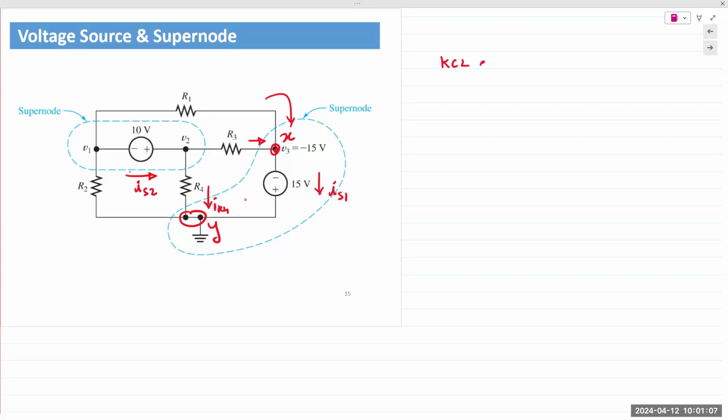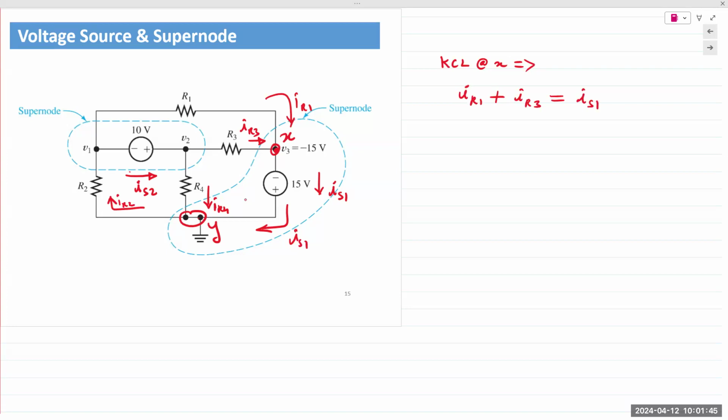Apply KCL at X. IR1, IR3, and this is IS1. IR2. Okay, now I have everything down. So apply KCL at X. At X, I have two currents coming in. So I have IR1 coming in plus IR3 coming in and IS1 leaving.